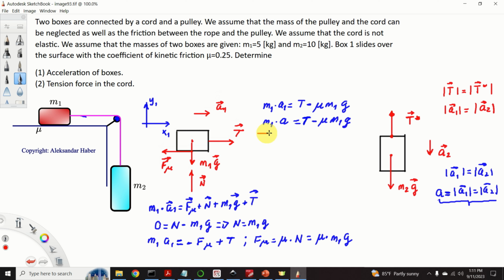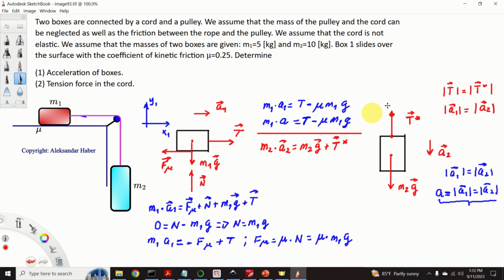Over here, I'll draw a red line, and below this line, I will apply Newton's second law to this problem. Let's apply Newton's second law. What do we see over here? We have that m2 times a2 as a vector is equal to the sum of all the forces acting on the box 2. The forces are obviously weight m2g plus T star.